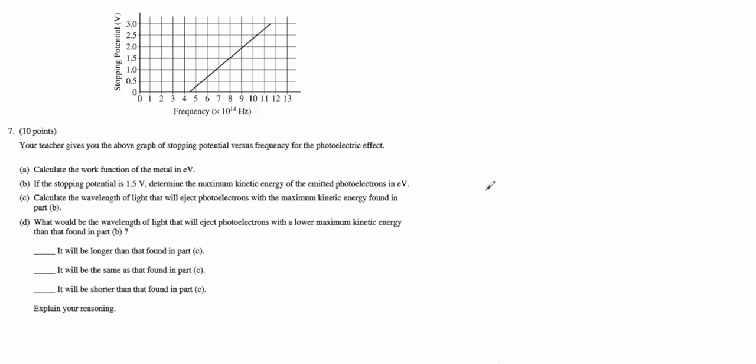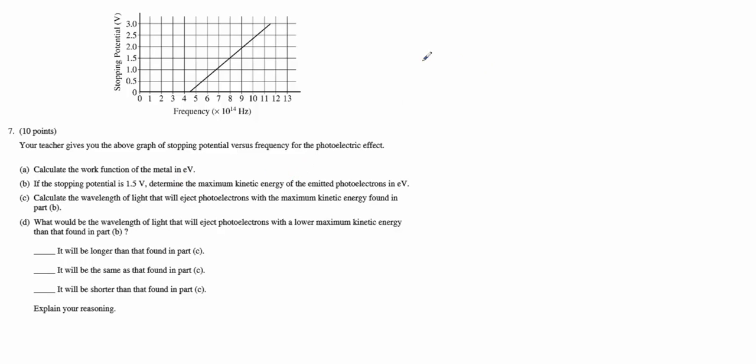All right, this is number 7 from the 2010 Form B AP Physics B exam. We're looking at the photoelectric effect. We've got data taken here. A teacher giving us this graph shows stopping potential versus frequency for the photoelectric effect. We want to know the work function of the metal itself in electron volts.